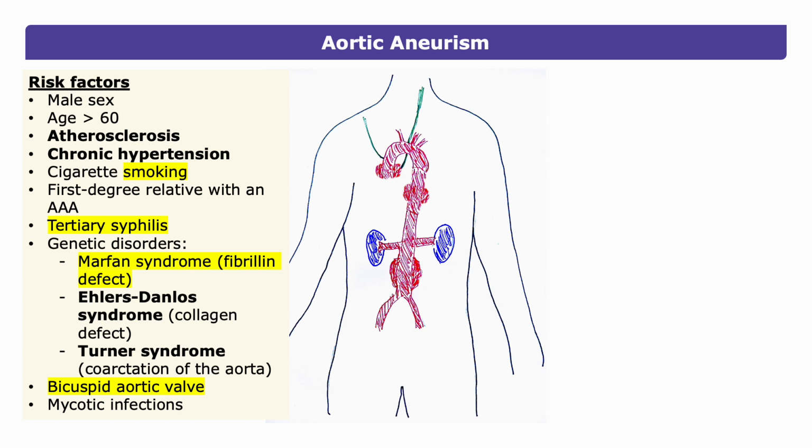Some of the risk factors associated with the development of aortic aneurysms are male sex, age greater than 60 years of age, atherosclerosis, hypertension, smoking, having a first-degree relative with an aneurysm. But some of the things I want you to pay attention to are tertiary syphilis, genetic disorders such as Marfan syndrome, which is a fibrillin defect, Ehlers-Danlos syndrome, which is a collagen defect, Turner syndrome due to coarctation of the aorta, bicuspid aortic valve. So for your exams, remember risk factors are going to be smoking is a big one, tertiary syphilis, and Marfan syndrome.